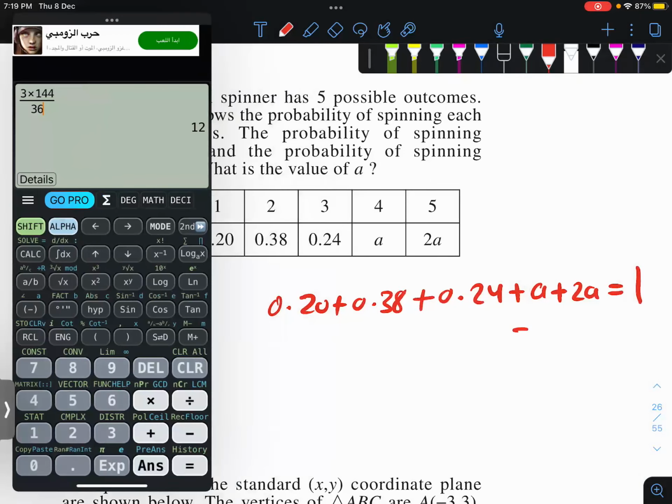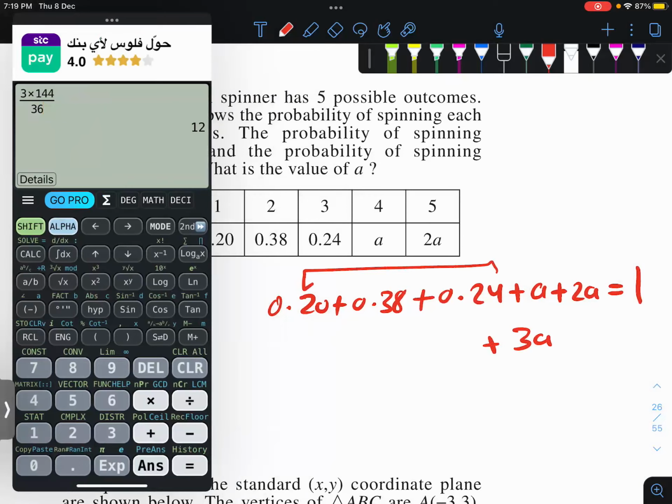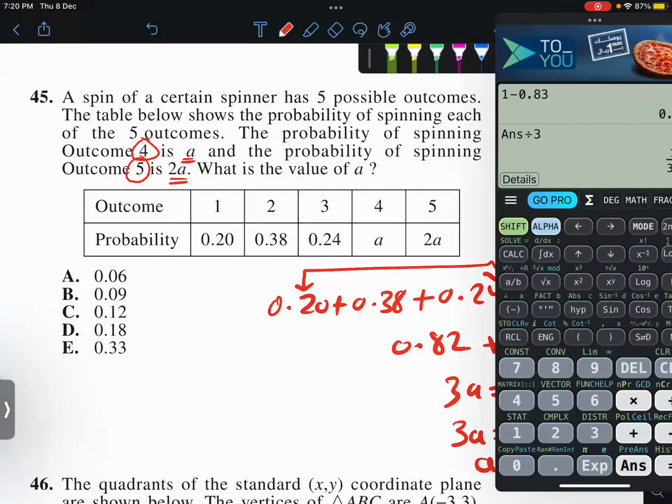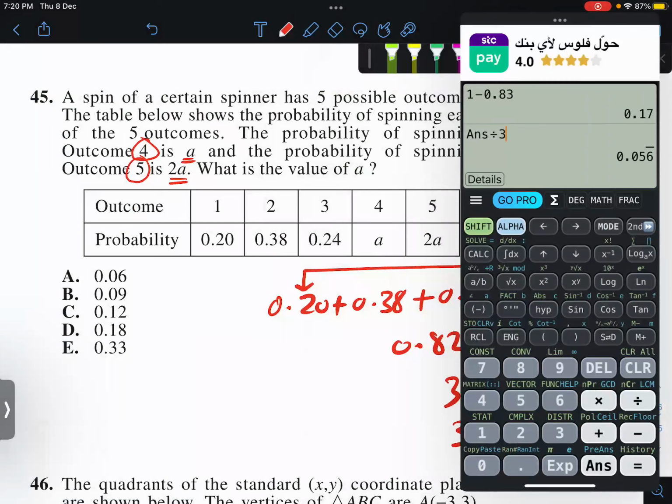So we have 3a here, and what's the summation of these? Or directly, let's put 1 minus 0.20 plus 0.38 plus 0.24. That is 0.82, equals 1. So 3a equals 1 minus 0.83, which is 0.17, and dividing by 3 gives 17 over 300, or 0.056.